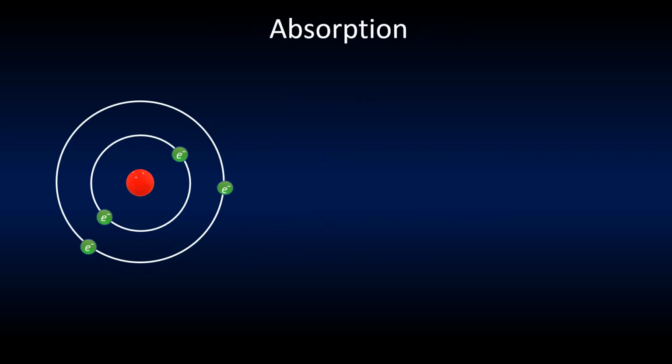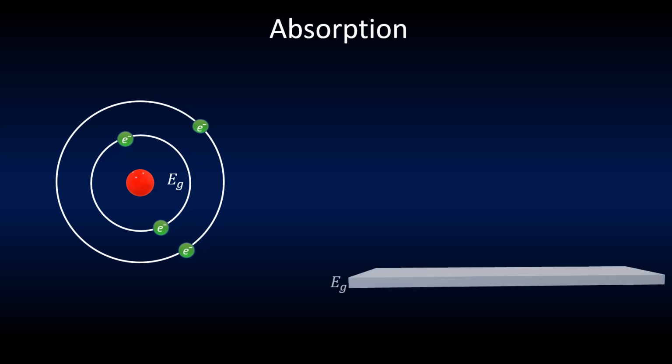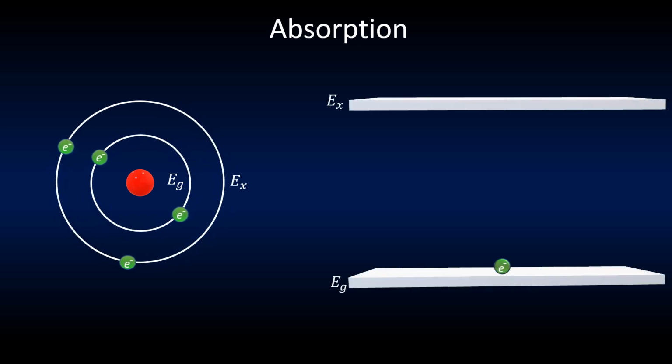Absorption. As we know that atom consists of different energy states. Let us assume two energy states, that is Eg as a ground state and Ex as an excited state. When a light photon of energy h nu, that is Ex minus Eg, hits an electron of a ground state, electron absorbs its energy and moves from lower energy level Eg to the higher energy level Ex. This is known as absorption.